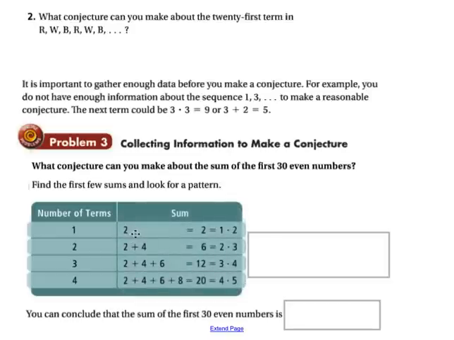So 2 is our first even number. That gives us a sum of 2. 2 and 4 gives us a sum of 6. 2, 4, and 6 is 12. 2, 4, 6, and 8 is 20.